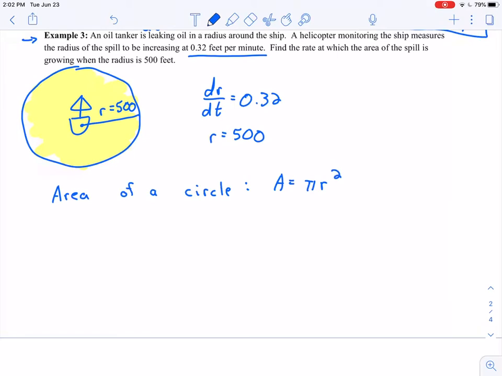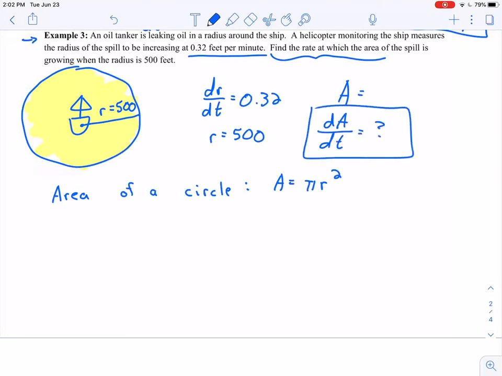That would be a good one to memorize. So I don't know A, but remember we said in the last video it might be okay. We might not need to know A. The thing I'm really looking for, though, the thing I want to answer, find the rate at which the area of the spill is growing. So I want to know what is dA over dt. This is what I'm after.